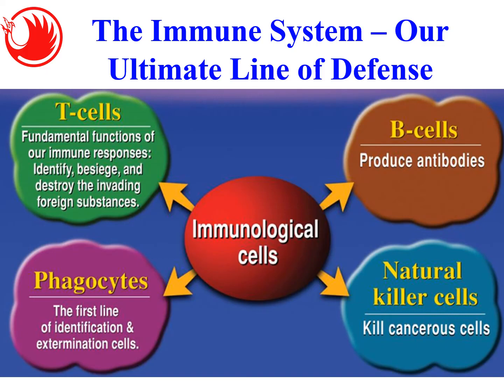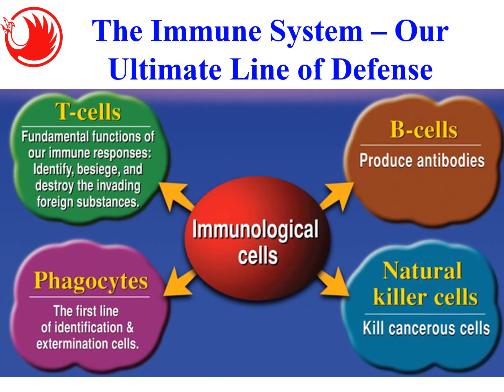Okay, the immune system, our ultimate line of defense. I think somebody might have seen this slide before. I mentioned before, we have our immunological cells, phagocyte and natural killer cell. That's the first line. If this first line is strong, the invader pathogen doesn't get into your second line. T cell and B cell are the second line. T cell identifies, besieges and destroys invading foreign substances. B cell produces antibody. I have a subsequent slide that will explain it to you in an easy manner.